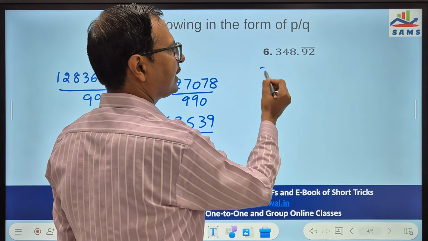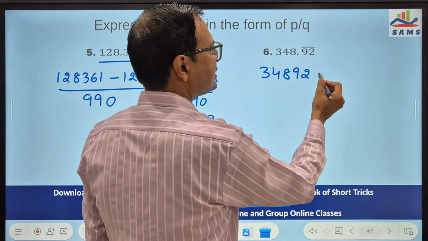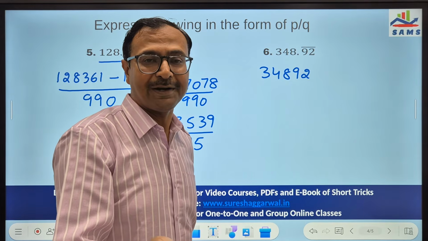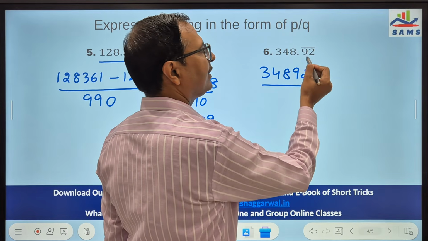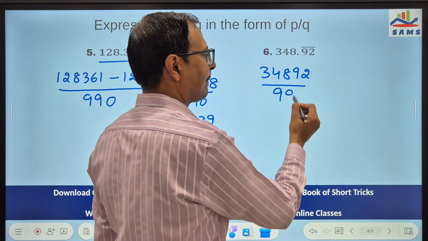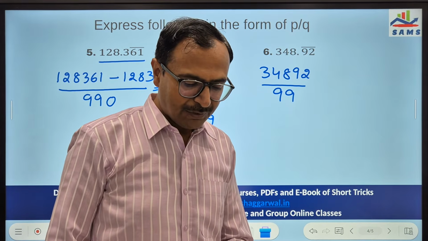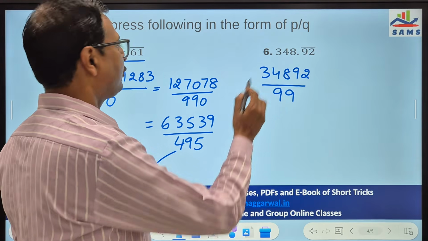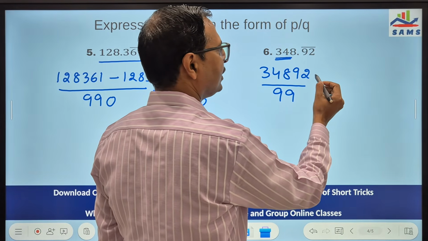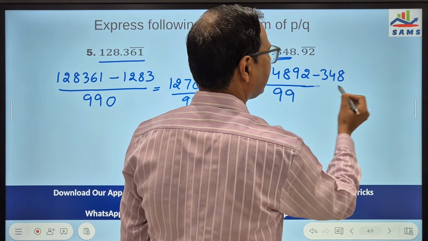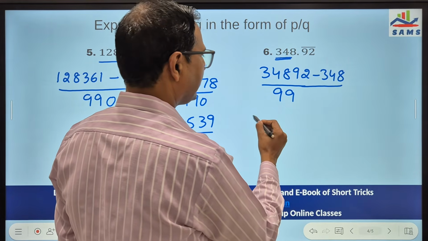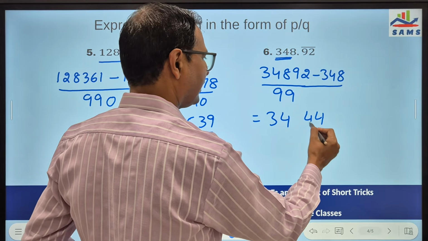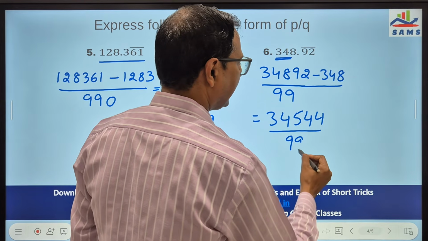First forget the decimal and the bar. 34892, and I don't need to subtract anything here now because there is nothing after decimal which is not under the bar. So upon how many digits under the bar? 2. So 99. And 34892 upon 99 will give me my final answer here. Obviously, before decimal you have 348. So if you subtract 348, I think that will give you your final answer. So subtract 348, you get 3, 4, and then this is 4, and then 4, and then 5. And divide that by 99.